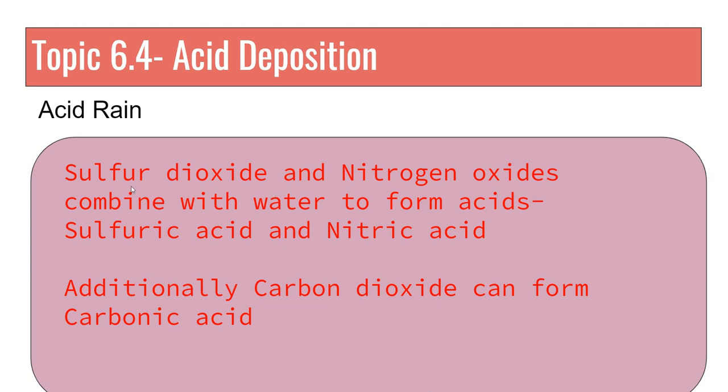In this case, they combine with sulfur dioxide, we get sulfuric acid. They combine with nitrogen oxides, we get nitric acid. Both of them are very bad. And additionally, carbon dioxide, and we know there's a lot of that in the air, can also combine with water to create carbonic acid. So we have 3 different types of acids. These would be considered to be secondary pollutants.